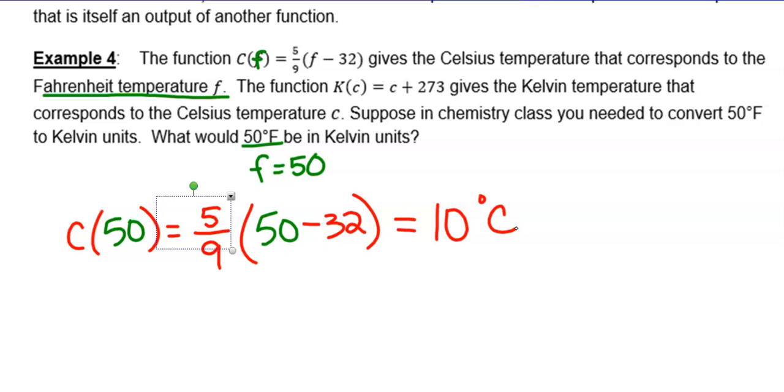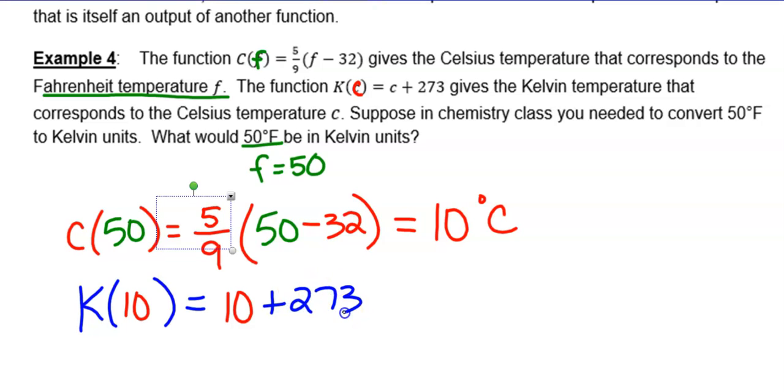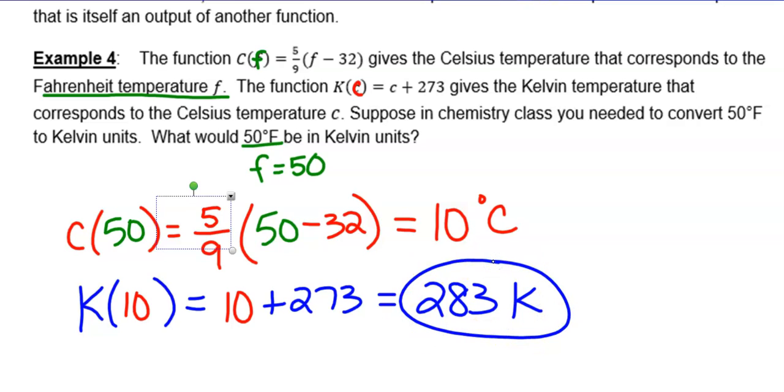Our question though is, what is the Kelvin temperature that corresponds to that Fahrenheit temperature? So now that we have the Celsius temperature, we can then use the C right here as our 10 to convert it to kelvins. So we have K of 10 equals our Celsius temperature of 10 plus 273. And that gives us 283 kelvins. So that is a real life example of composition of functions where it's like a chain reaction.